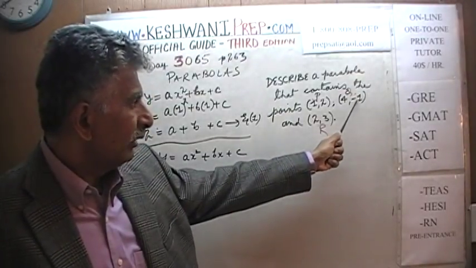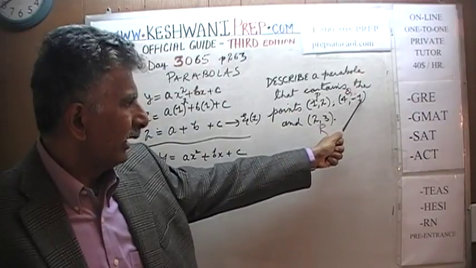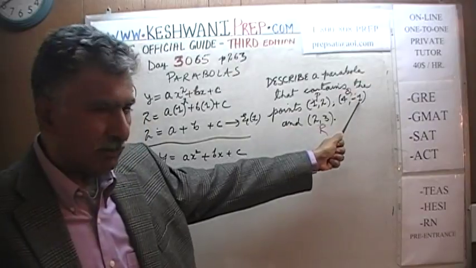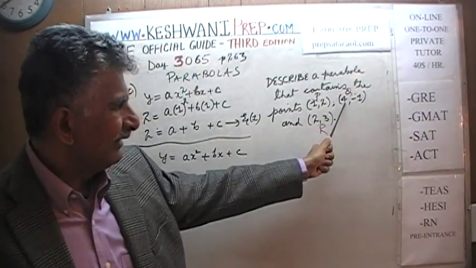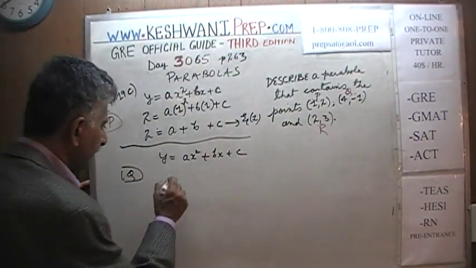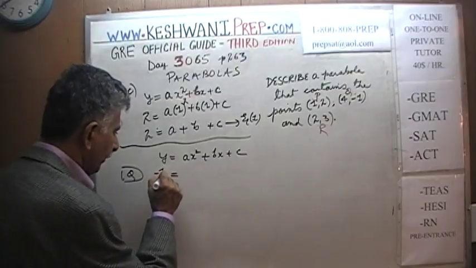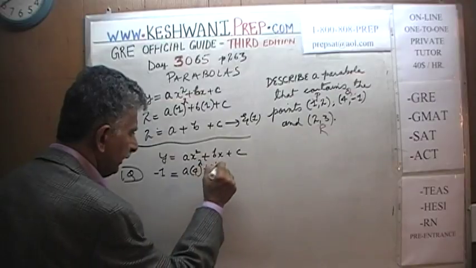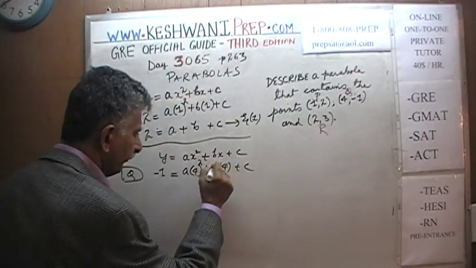When does y equal negative 1? Y equals negative 1 when x is 4. So wherever we see y, we're going to replace with negative 1. And wherever we see x, we're going to replace with 4. So let's do that. So negative 1 for y, a 4 squared plus b times 4 plus c.